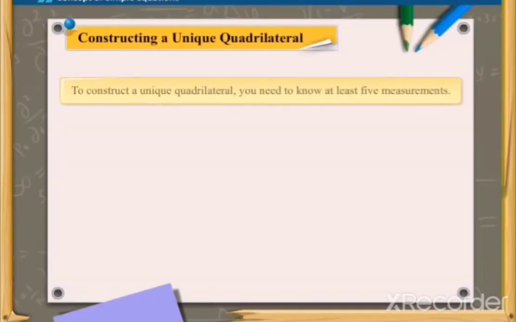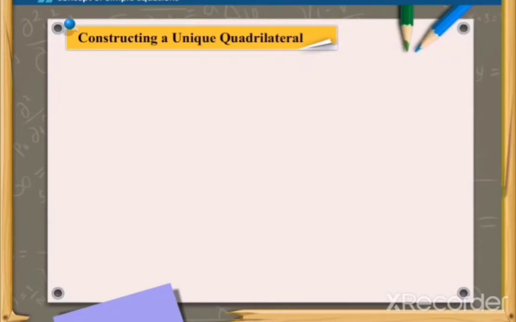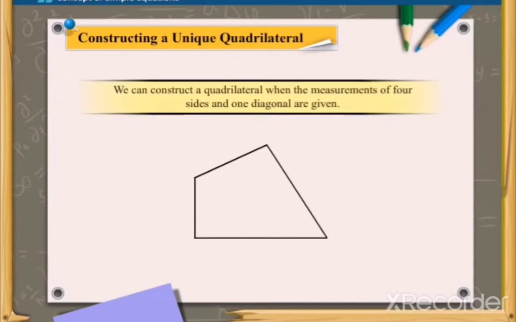To construct a unique quadrilateral, you need to know at least 5 measurements. We can construct a quadrilateral when the measurements of 4 sides and 1 diagonal are given. In such a case, if we keep the length of the diagonal the same, then the angles between the sides of the quadrilateral also remain the same.